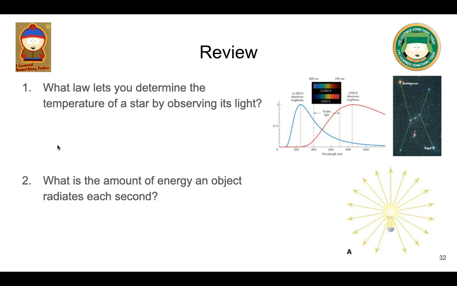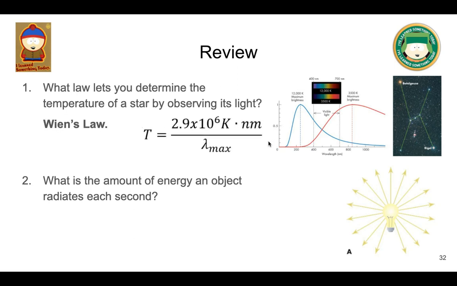So, quick review. What is the law that lets you determine the temperature of a star by observing its light? So this is an oldie but a goodie. This has come up a couple times this year. That law is Wien's law. So measure the light you're getting from the star, figure out where the peak wavelength is, plug it into this formula, and it tells you the temperature of the star.